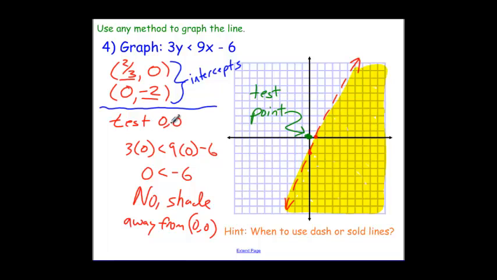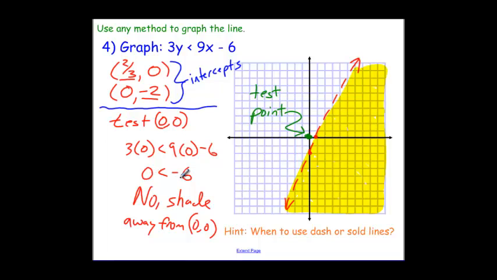Try a test point, plug in 0, 0. And in fact, we should probably put parentheses around that to make it true. Plug 0, 0 into the original equation, that way, if you didn't mess up any algebra. And is 0 less than negative 6? No, it's not. So here's the test point 0, 0.